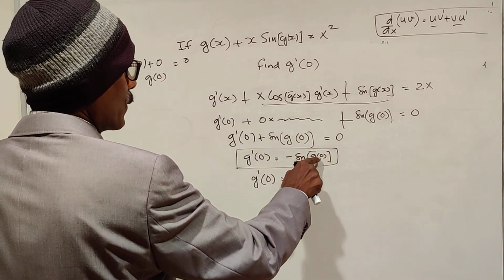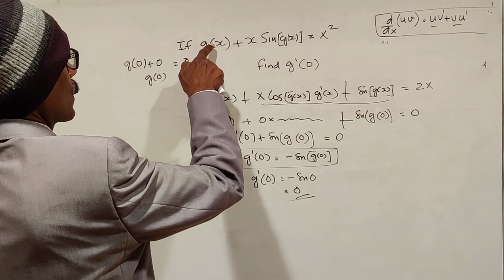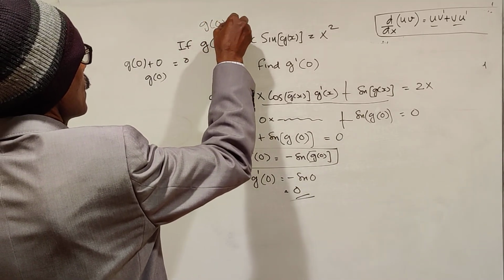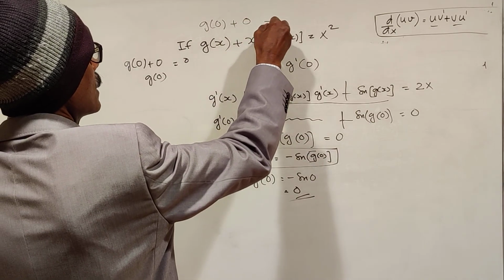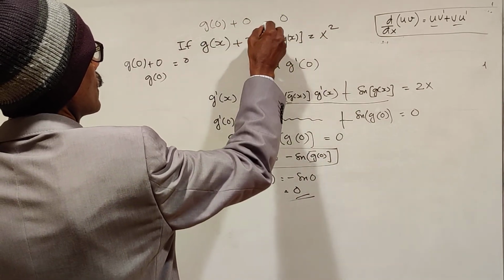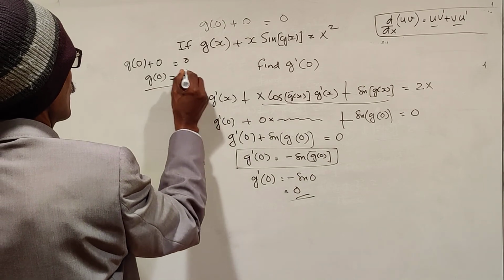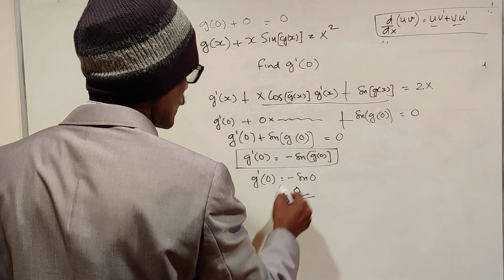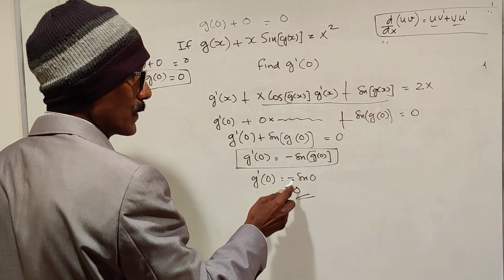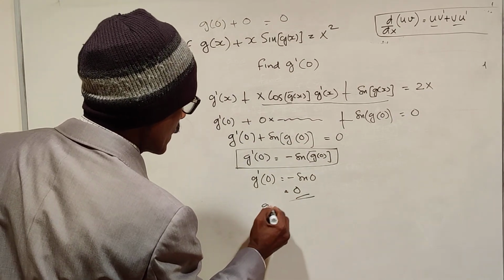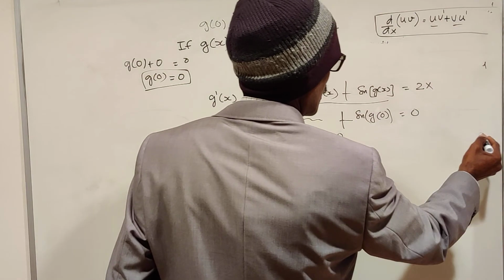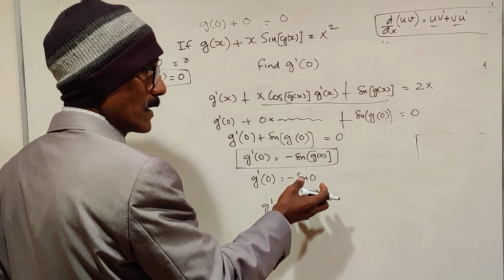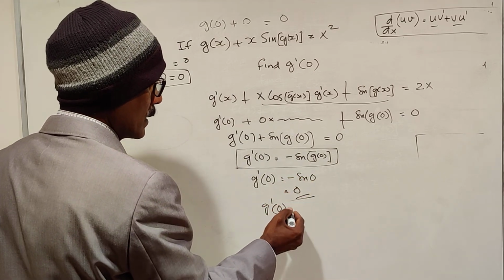How can you find sine g(0)? Put 0 here. g(0) plus 0 times, that is 0, equals 0. g(0) equals 0. When g(0) equals 0, what is sine 0? Sine 0 is 0. So g dash 0, you can know from the table when we take trigonometry, I will explain everything. Now you need to learn the value of sine 0. Sine 0 is 0. g dash 0 equals 0.